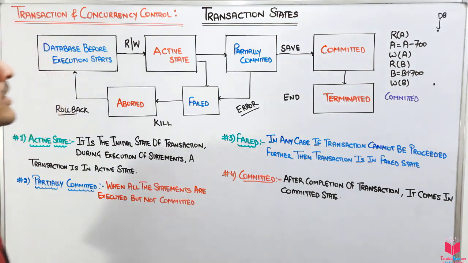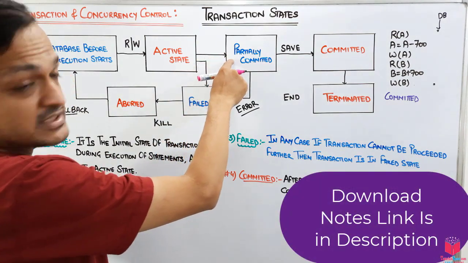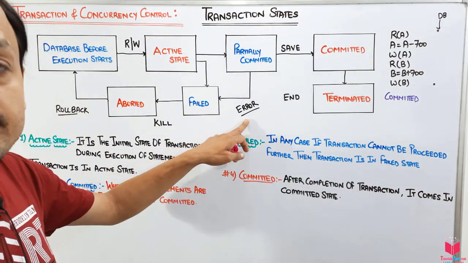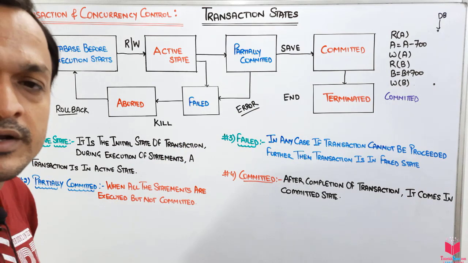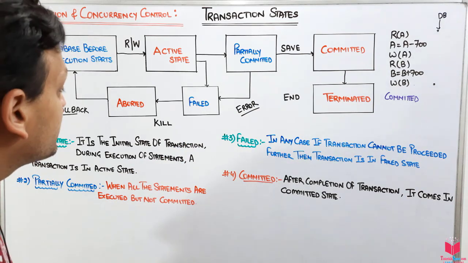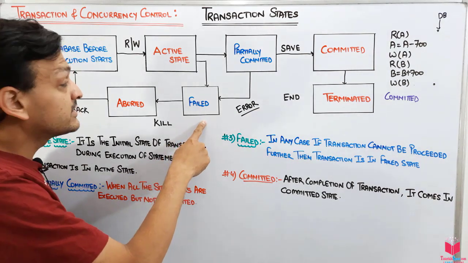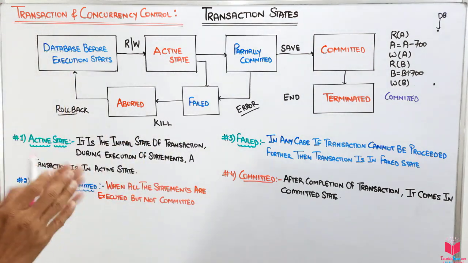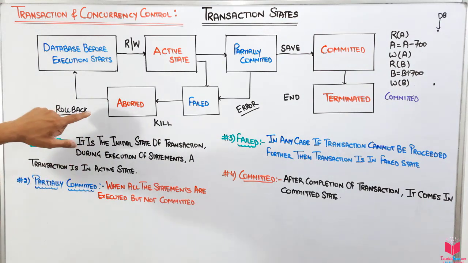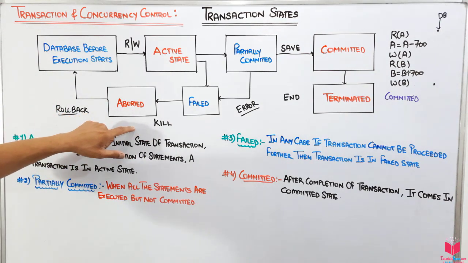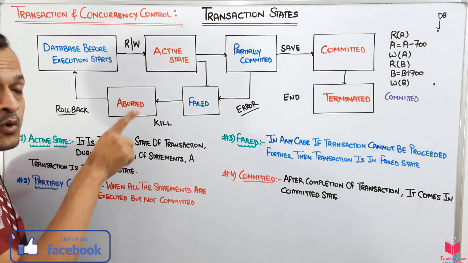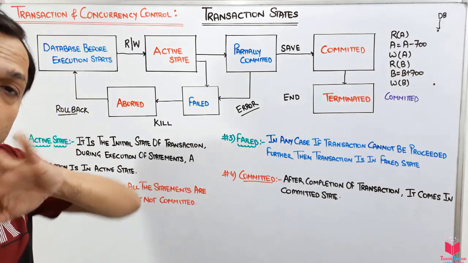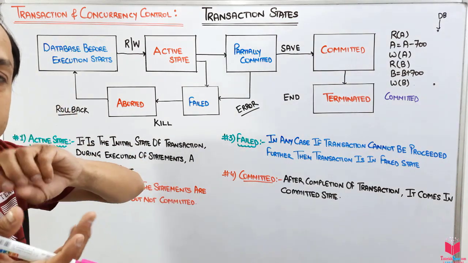Okay guys. Now if it is not partially committed and it fails due to some error, such as a system crash, software crash, maybe a power failure, or anything else, then we say that the transaction has failed. Then the system will kill the transaction. That means it will remove that transaction from the processes, or abort the whole transaction, that is, roll back the transaction. Rollback means it will undo all the work done by these statements.